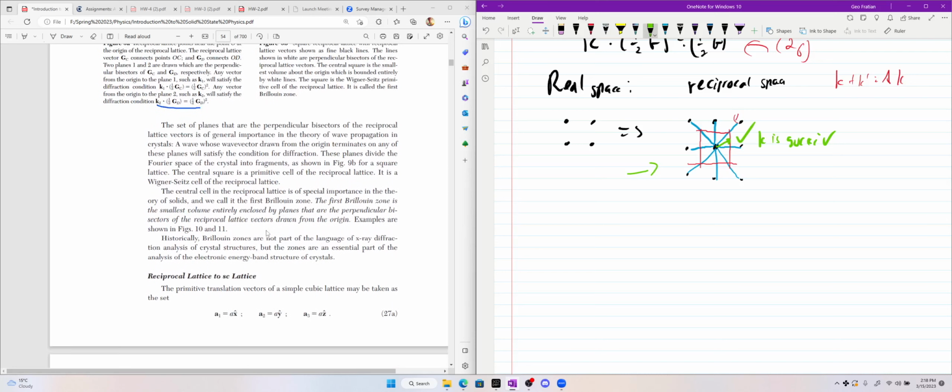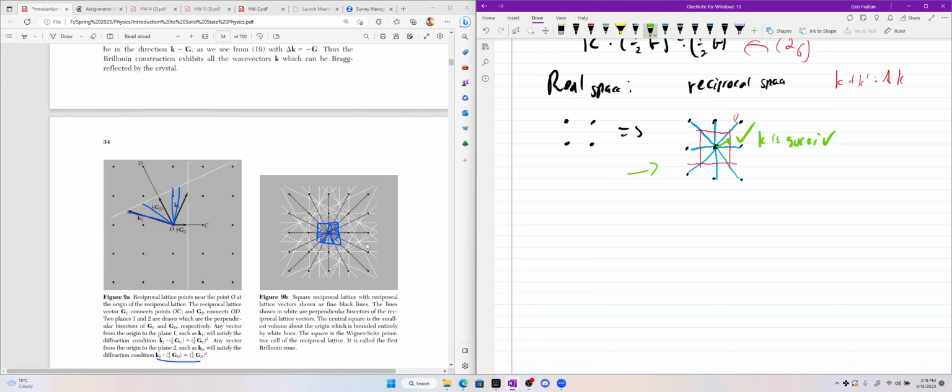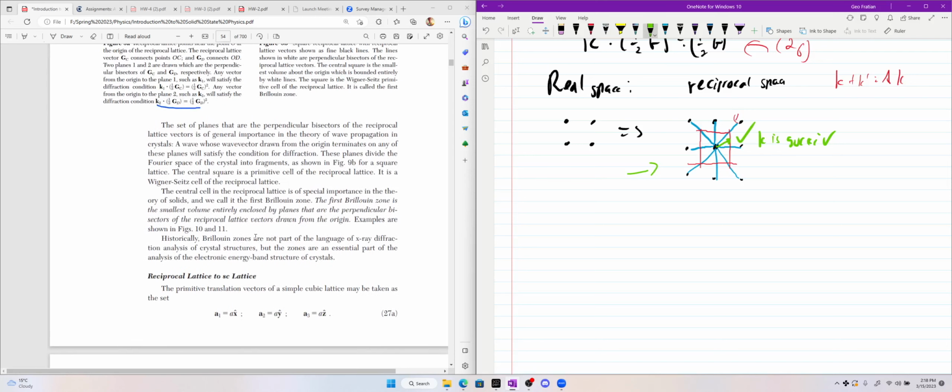Okay, so the central cell in the reciprocal lattice is of special importance, and we call it the first Brillouin zone, where the first Brillouin zone is the smallest volume entirely enclosed by planes that are perpendicular bisectors of the reciprocal lattice vectors drawn from the origin. In other words, it's basically when you're trying to make the Wigner-Seitz cell. Examples are shown in figure 10 and figure 11. Okay, we'll look at those in a second. Actually, we can just look now.